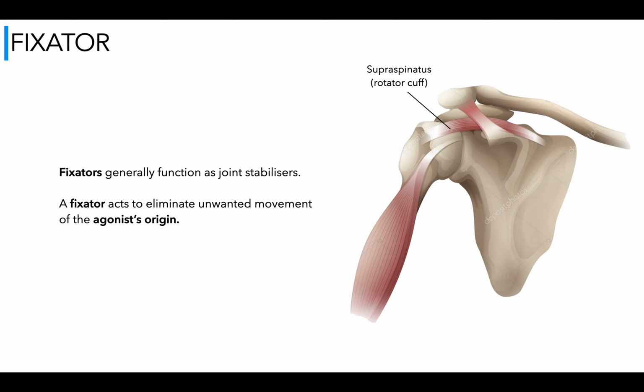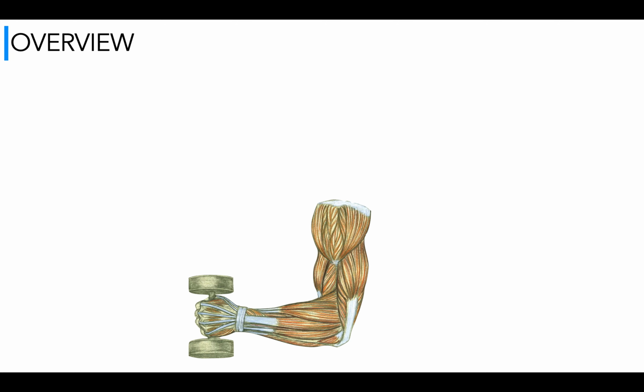And as a general rule, the majority of fixator muscles are found working around the hip and shoulder joints. It's where a lot of our rotator cuff muscles are, and the rotator cuffs here on the screen can be known as the guardians of the shoulder joint.